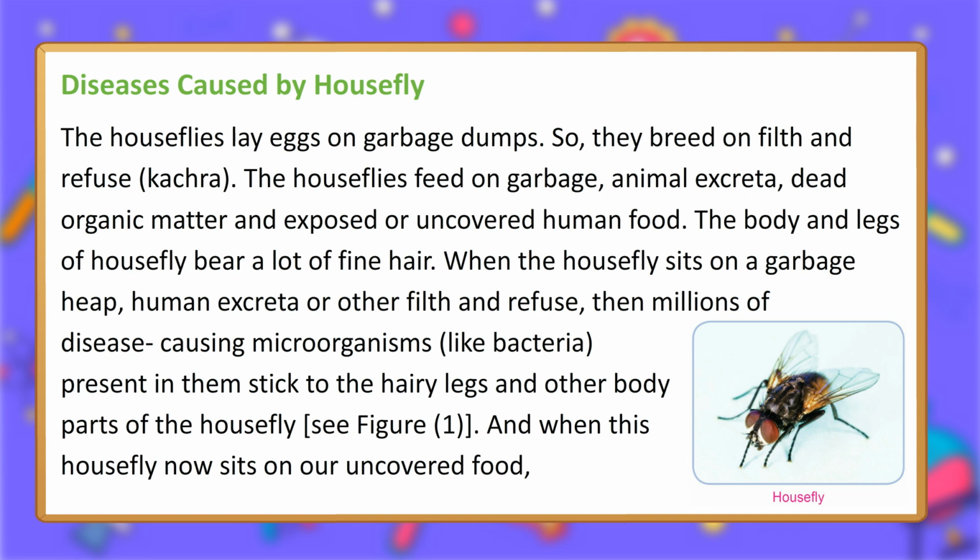So, they breed on filth and refuse, kachra. The houseflies feed on garbage, animal excreta, dead organic matter and exposed or uncovered human food. The body and legs of housefly bear a lot of fine hair. When the housefly sits on a garbage heap, human excreta or other filth and refuse, then millions of disease-causing microorganisms, like bacteria, present in them stick to the hairy legs and other body parts of the housefly.